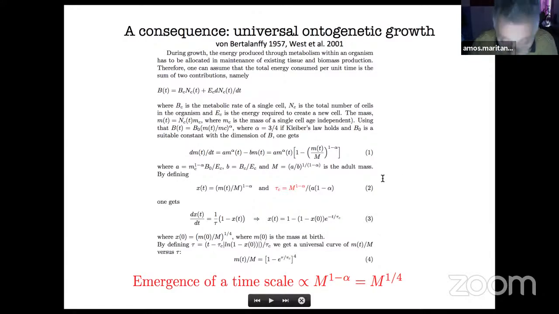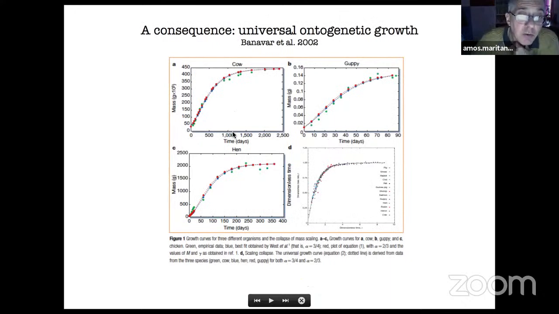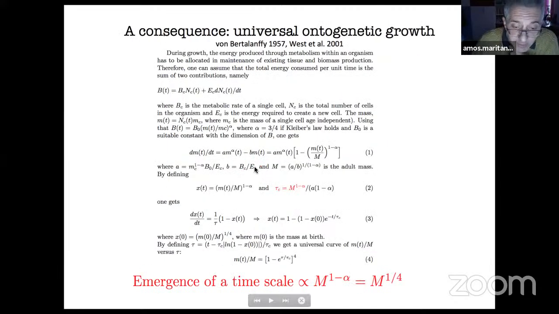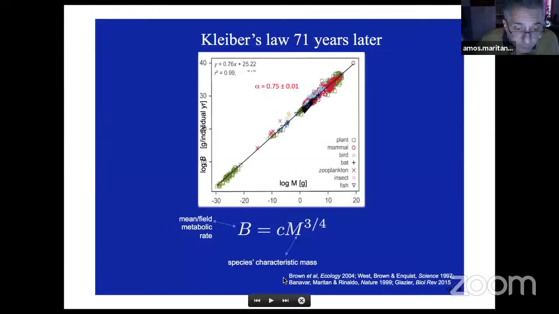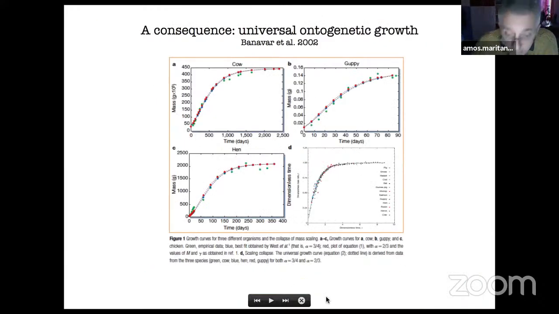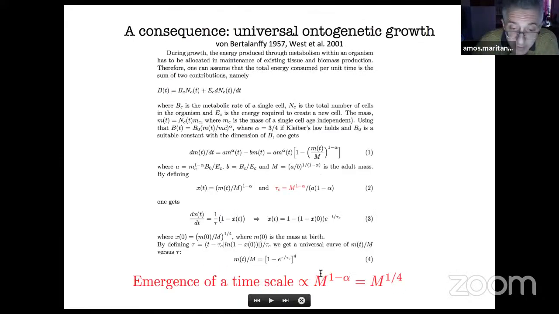So not only that, but what we get is how the organism should increase its mass as time increases. If you plot everything in terms of time scaled in this way, where the time is t minus tau characteristic divided by this log, we take into account the mass at birth. So if you plot the mass of all organisms with respect to the mass of the adult in terms of this rescaled, dimensionless time, they should collapse onto a single curve.